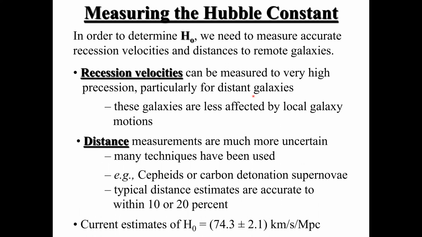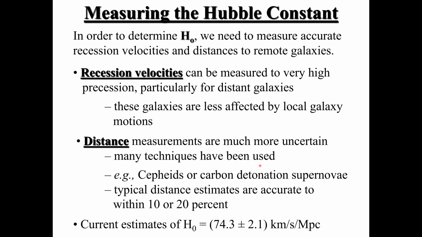And to measure the Hubble constant, you have to find the recessional velocity, which can be measured to a very high precision, particularly for distant galaxies. Distant galaxies are less affected by local galaxy motions, because when galaxies are far away, the gravitational interactions are low, so the recessional velocities can be measured to a high precision. And the distance measurements are much more uncertain.